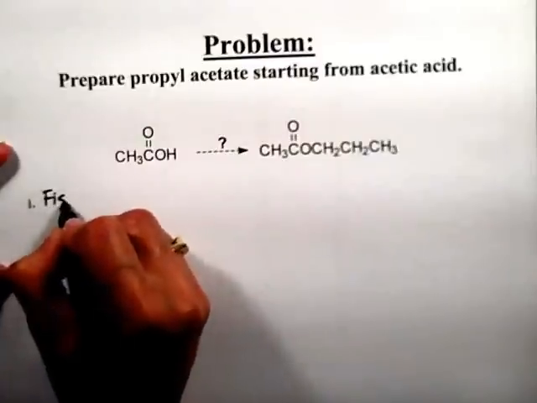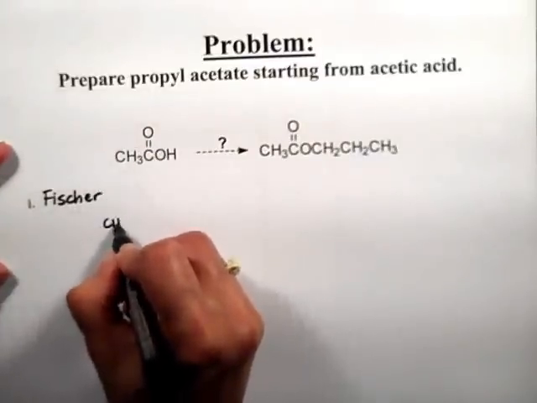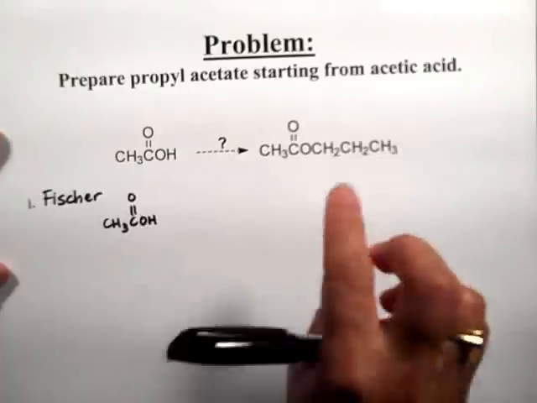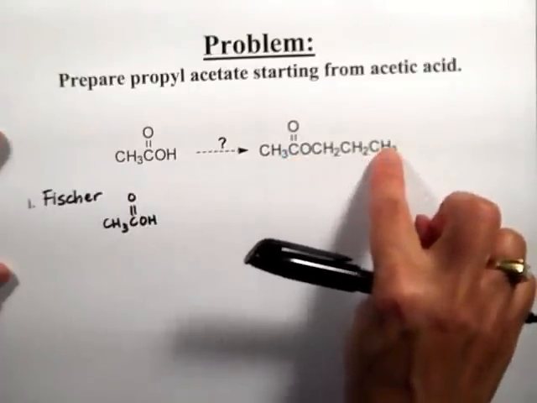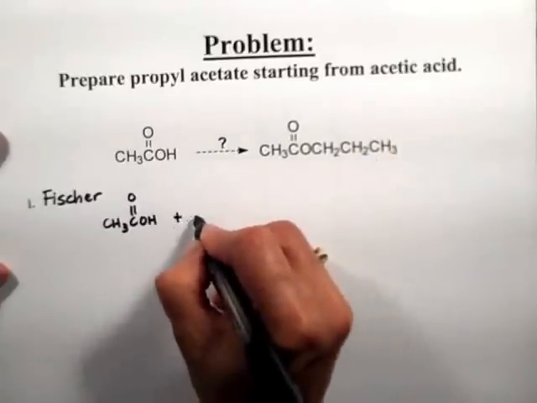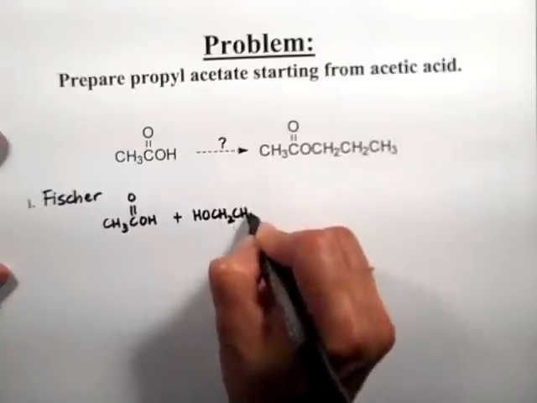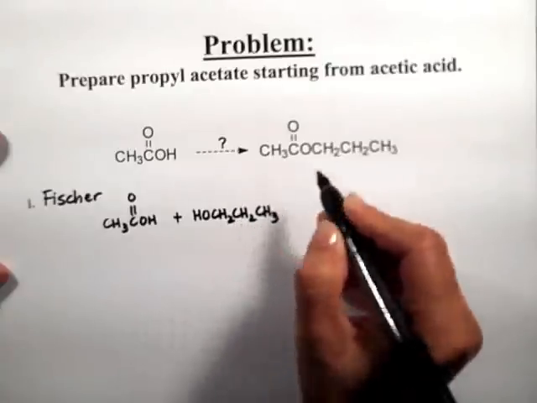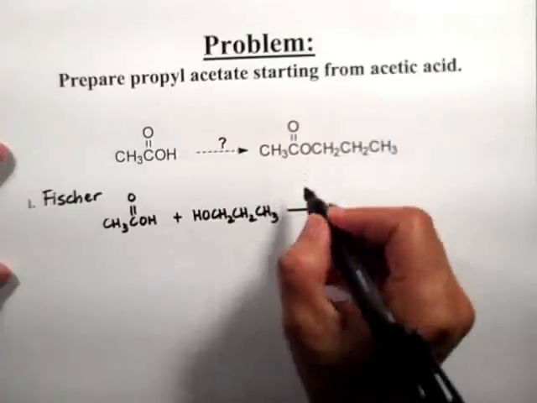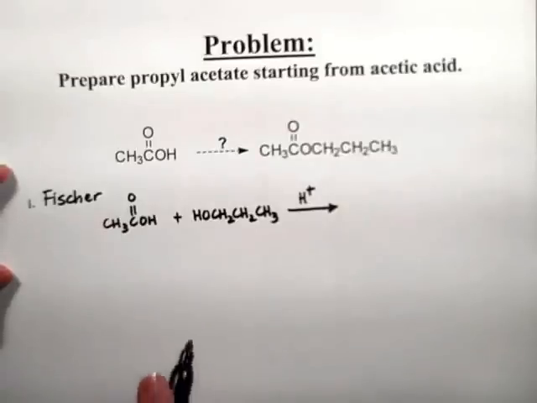And if you use the Fischer esterification, you're going to take your acetic acid. We need this alcohol right here. So 1, 2, 3, we need propanol. So we're going to add propanol. And the other thing that we need that's very important for the Fischer esterification is a catalytic amount of acid.